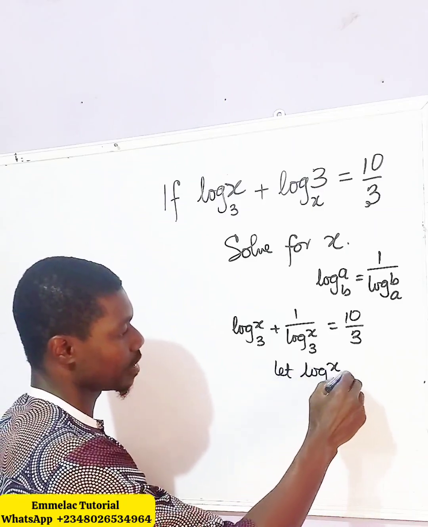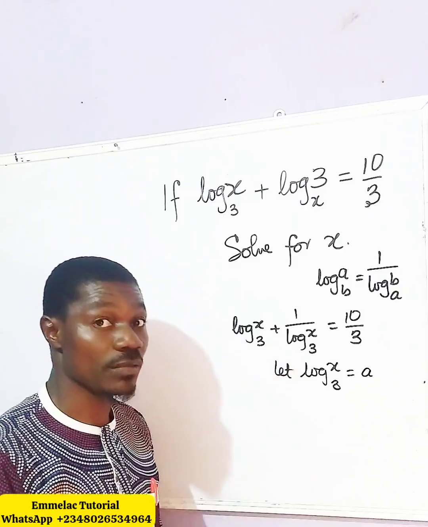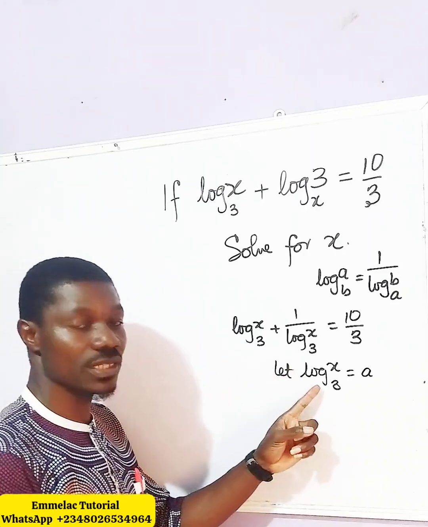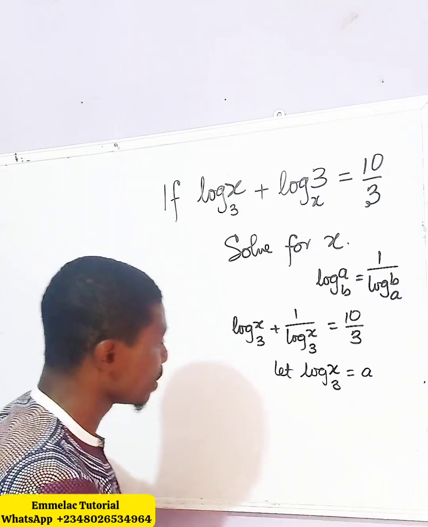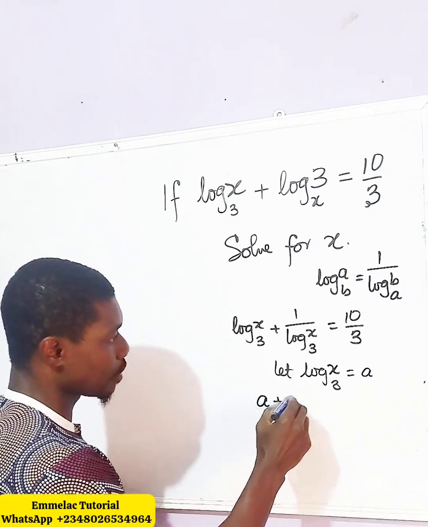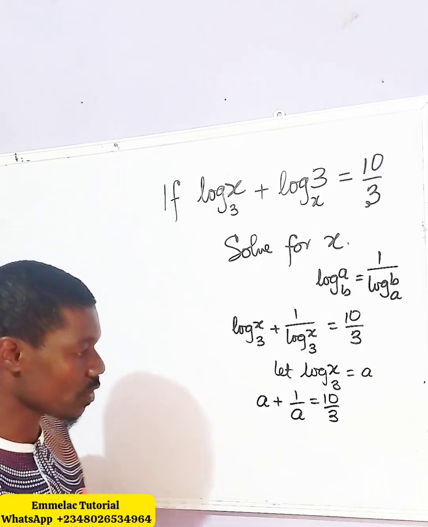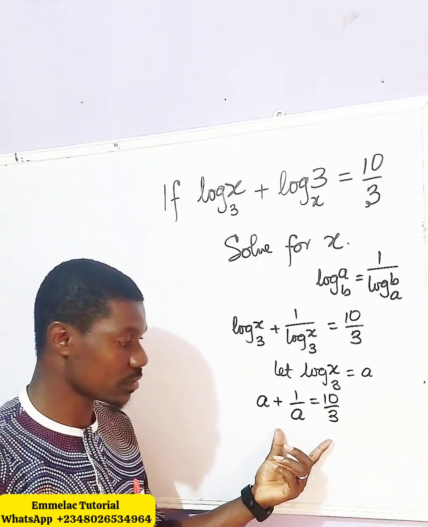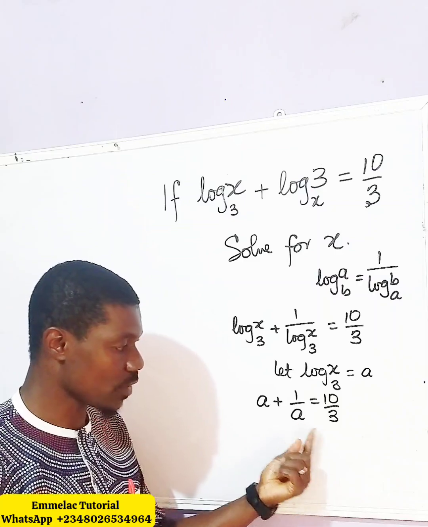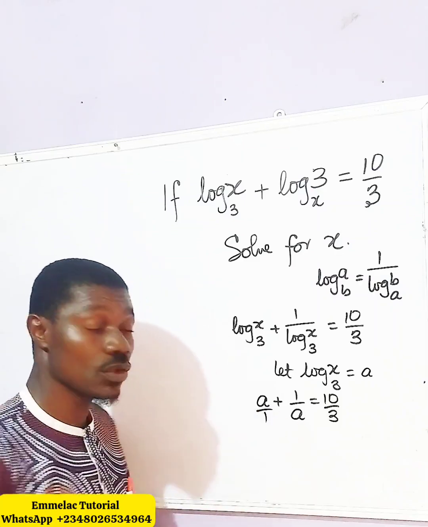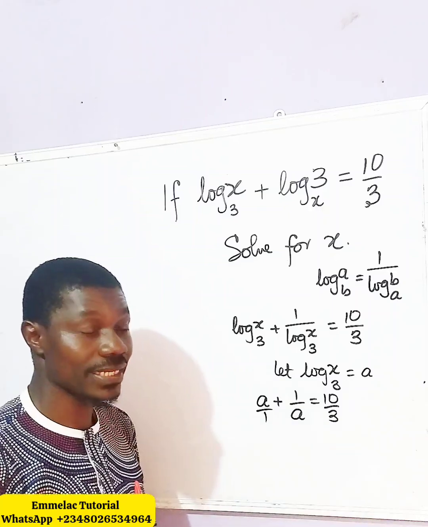At this point, let log x base 3 equal a. This is to help us simplify our working process. Wherever we see log x base 3, we replace it with a. So here we have a plus 1 over a equals 10 over 3. Now for us to make this equation more linear, we have a here and 3 here, and this is something like saying 1. Let's multiply the left-hand side and the right-hand side of the equation by 3a.